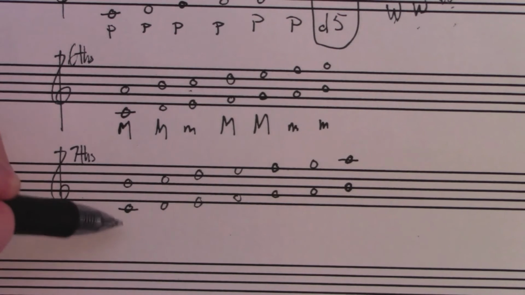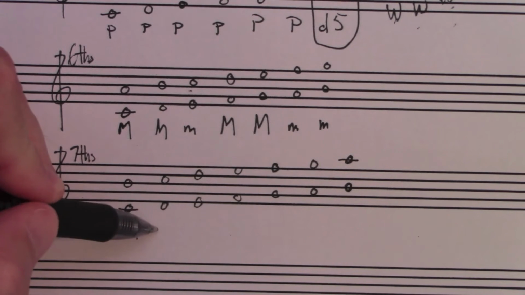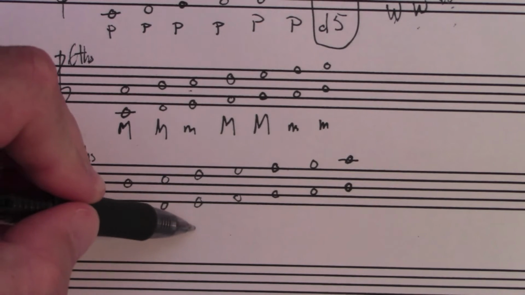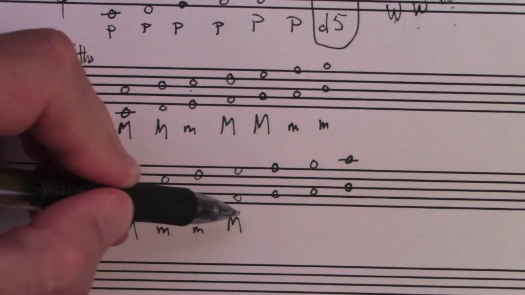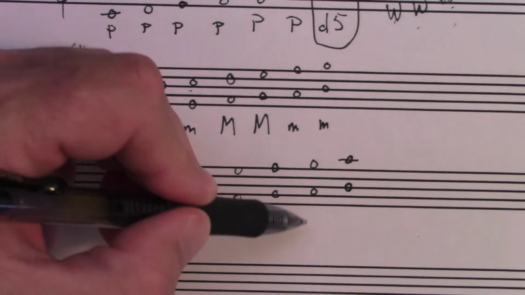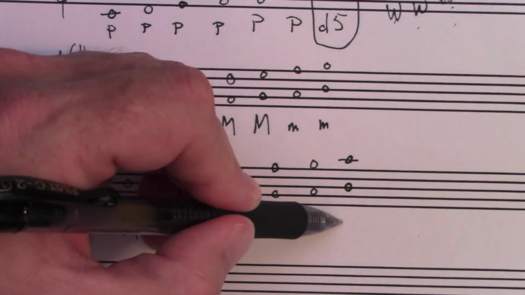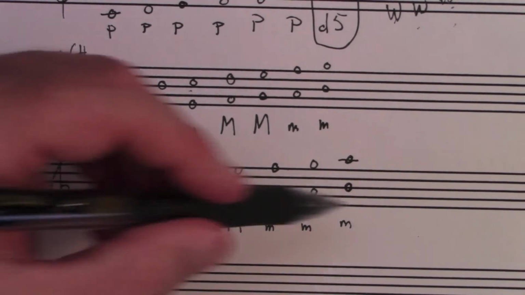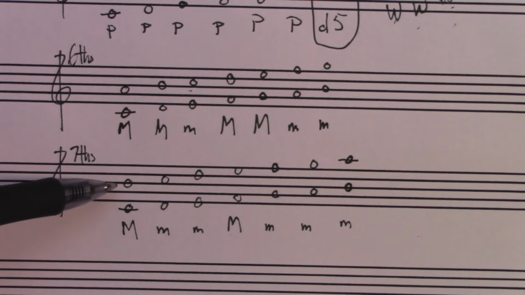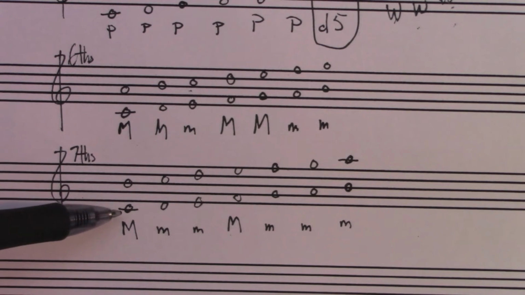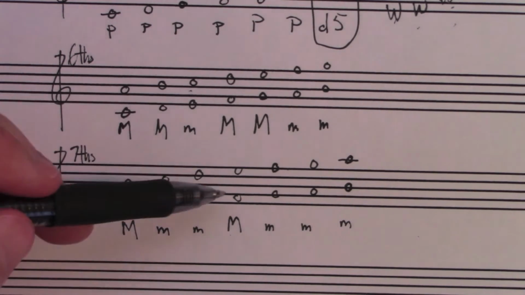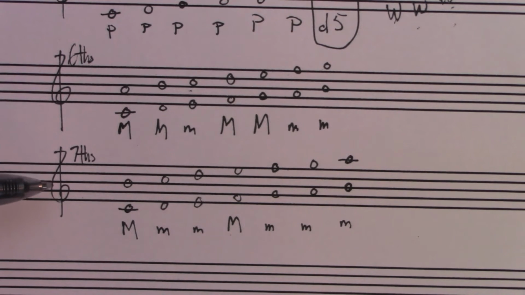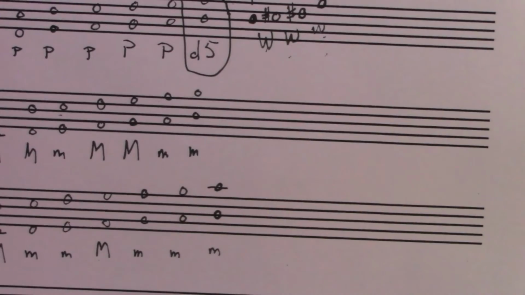And finally, sevenths. Major, minor, minor, major, minor, minor, minor. They are all minor sevenths except for C to B and F to E. Okay. Again, you figure out some way to remember this.